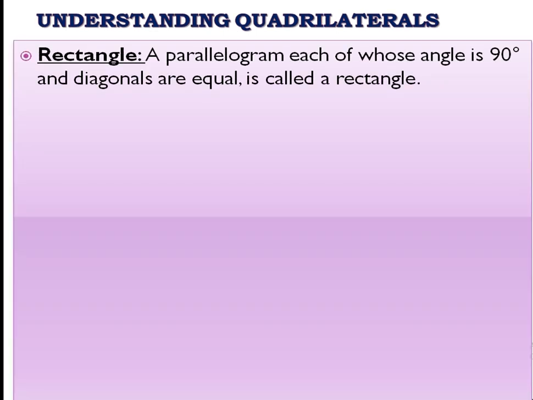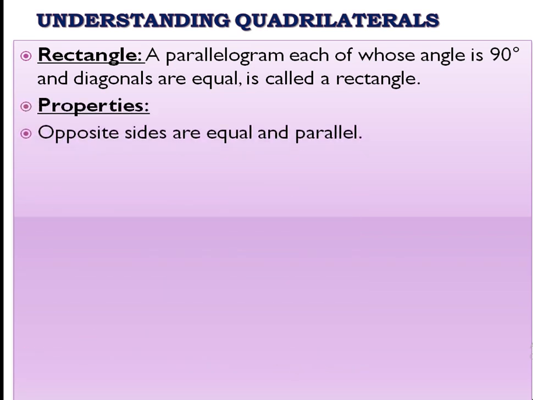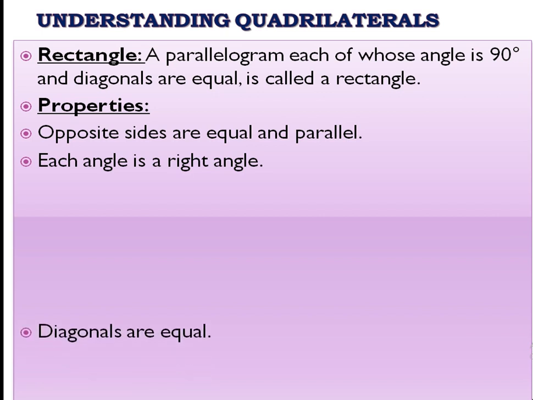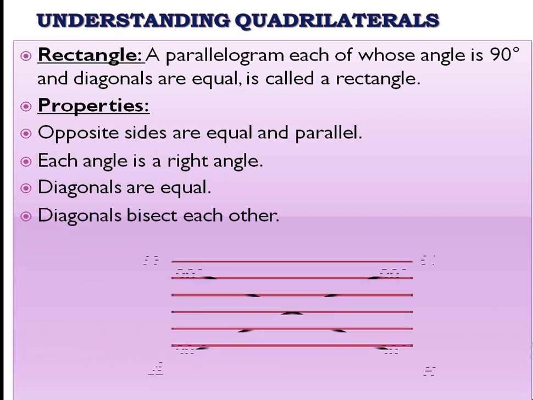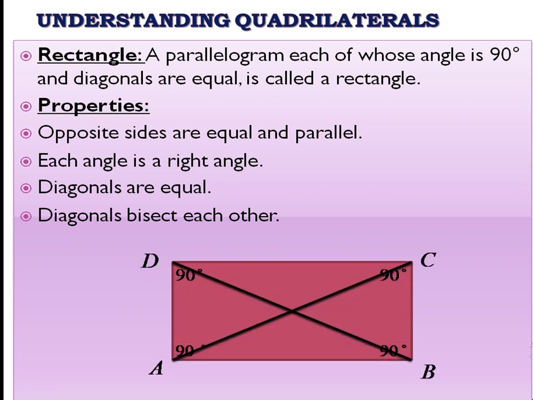Okay student, bisect each other. Now next, rectangle. What is a rectangle? A parallelogram each of whose angles is 90 degrees and diagonals are equal is called a rectangle. Here see the properties of a rectangle. First property, opposite sides are equal and parallel. Second property, each angle is a right angle, that means 90 degrees. Okay student. Now third property, diagonals are equal. Next property is diagonals bisect each other. Let's see the figure. Here it is. ABCD is a rectangle.